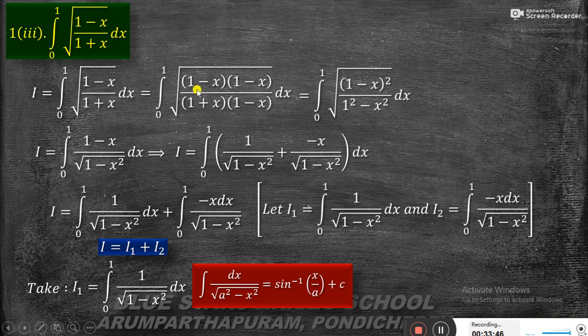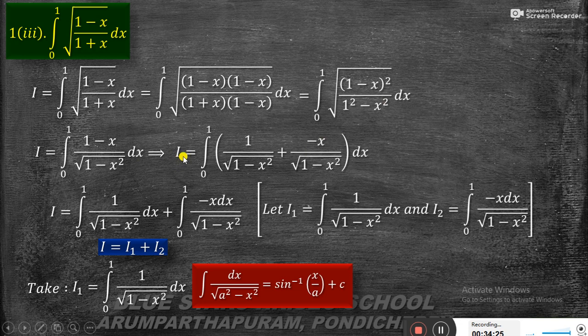So in the next step, integral 0 to 1 of square root of (1 minus x) by (1 plus x) into (1 minus x) by (1 minus x). Next, in the numerator both the terms are the same, so we write (1 minus x) whole square. In the denominator, this is (a plus b) into (a minus b), so a² minus b², so 1² minus x², into dx. So in the next step, I equal to integral 0 to 1, taking the square root in the numerator, the square root of (1 minus x) whole square means square root and square cancel, giving 1 minus x, by square root of 1² minus x², into dx.